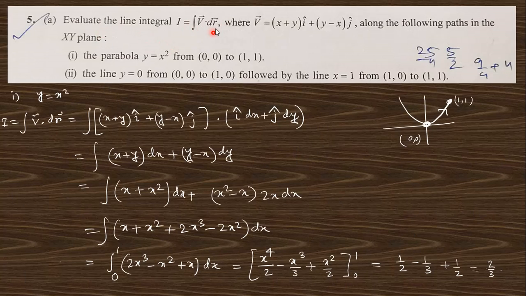Evaluate the line integral along this path. There are two paths, y squared equals x and y equals x squared, from 0,0 to 1,1. So the integration will be this, put the V, and dr equals i cap dx plus j cap dy.